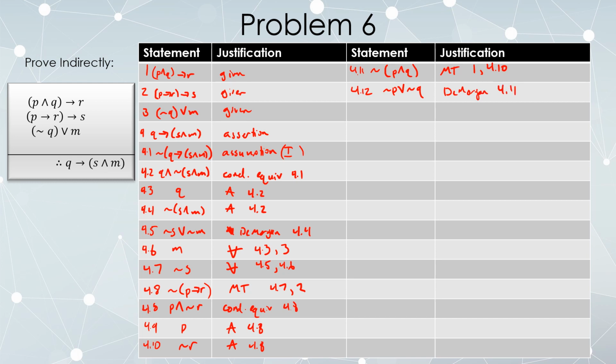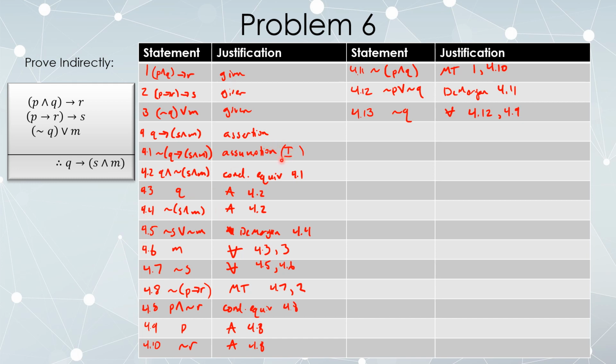Okay, well, let's see. We've got not P or not Q, but we do have P. So since the left of this or failed, the right must be true. And that's elimination between 4.12 and 4.9. All right, remember we were doing an indirect proof.